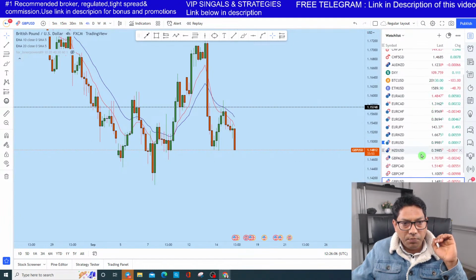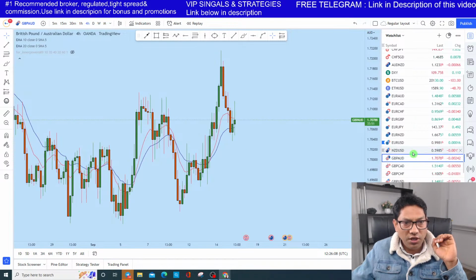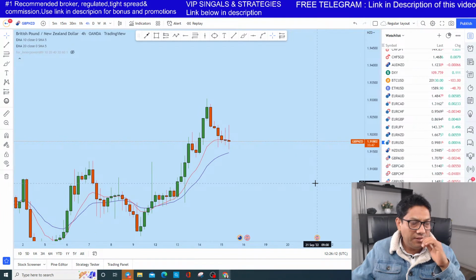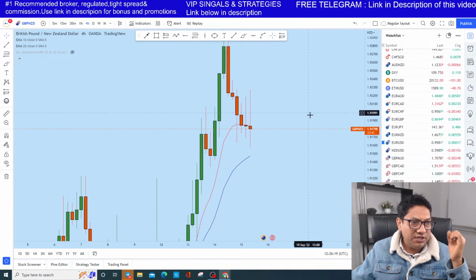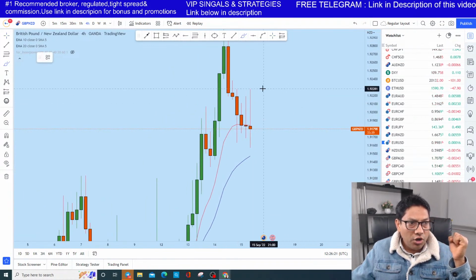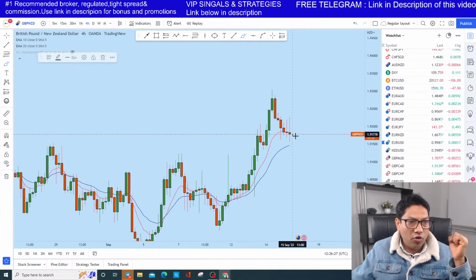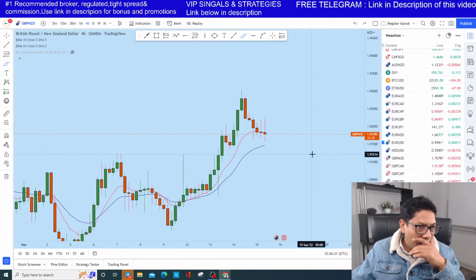I think I posted analysis on GBP AUD and GBP NZD as well. Okay, GBP NZD. We might find after this candle close a good trade on GBP NZD. There is a double doji. Okay, double doji with a liquidity grab. GBP NZD now preparing for a bigger move. So we could find a good trade on GBP NZD.